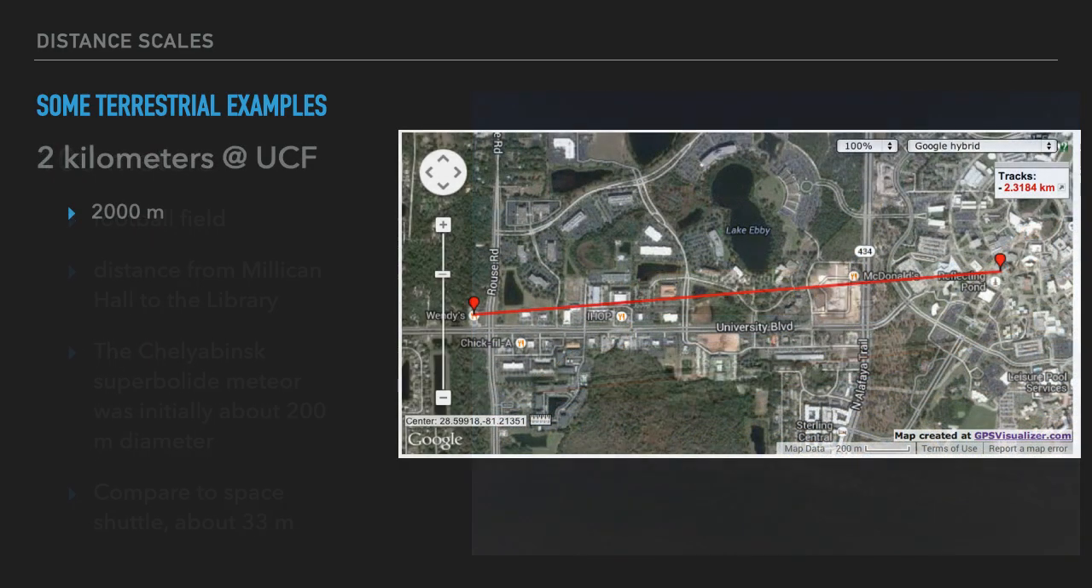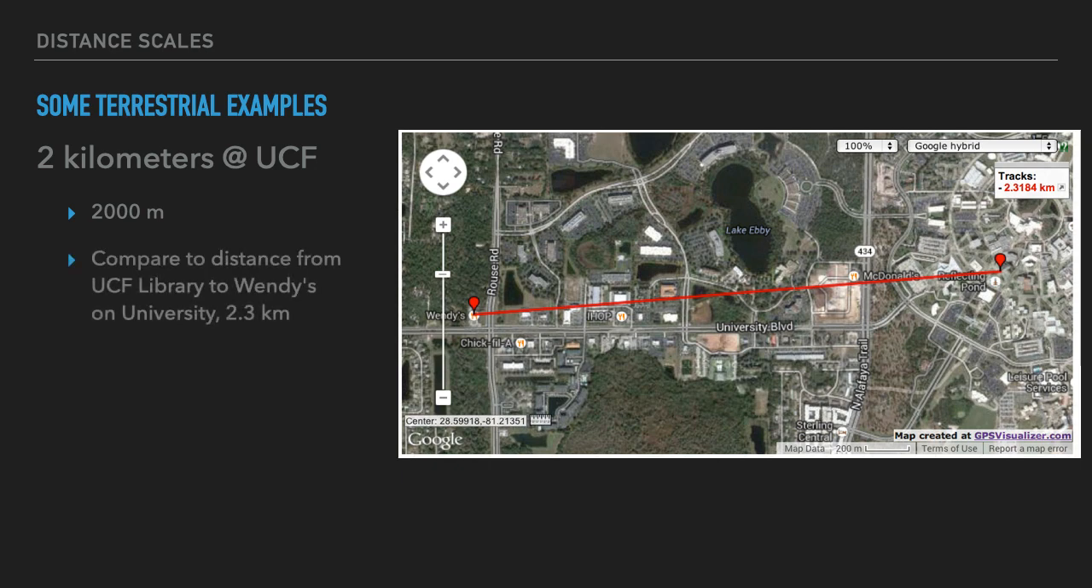Anyway, here's another terrestrial example: 2 kilometers distance, and we're going to think about things around UCF. Now, 2 kilometers is 2,000 meters. That's an easy walk, a little bit more than a mile. And there's a distance comparison right there.